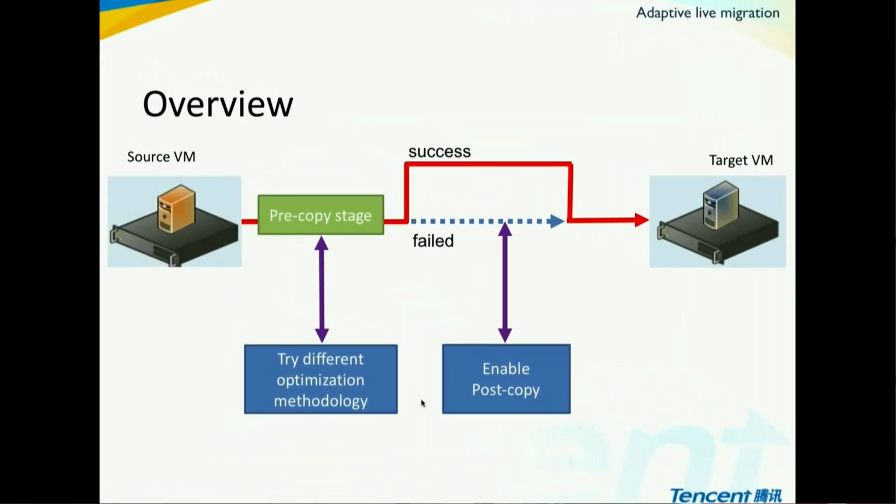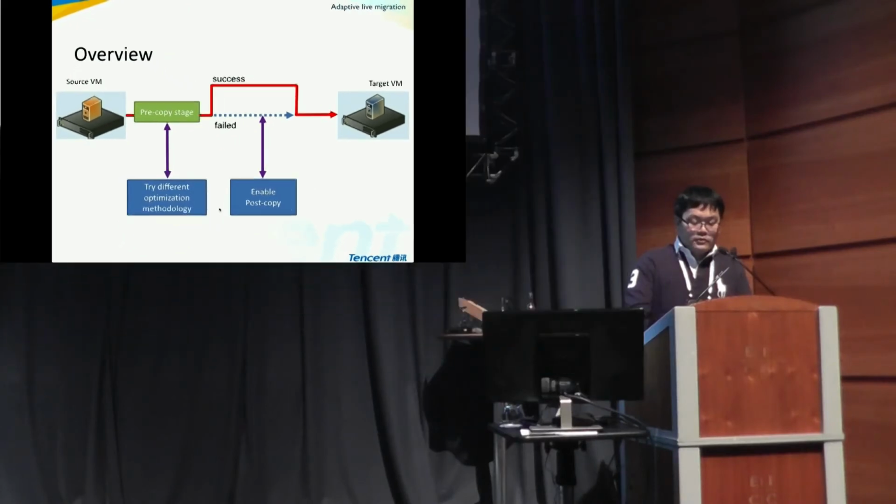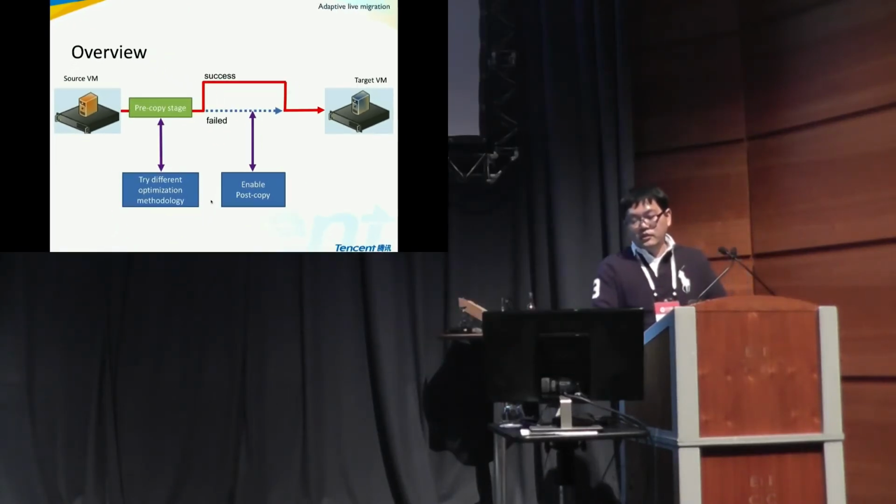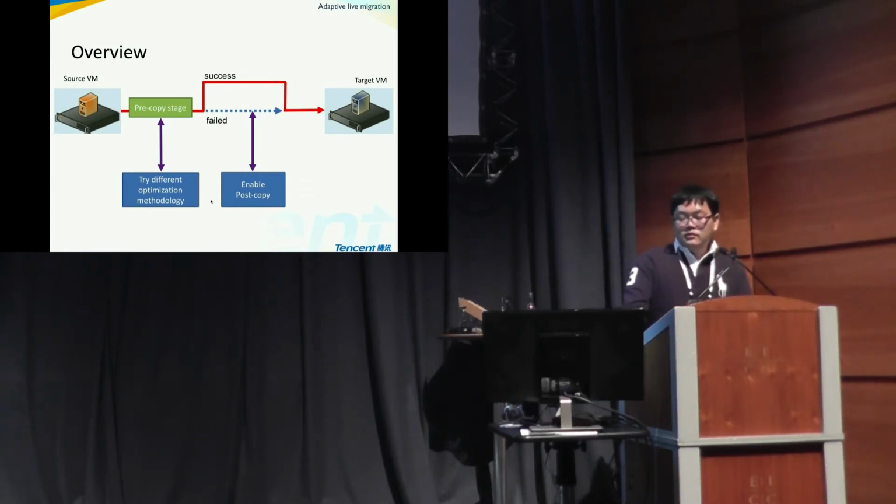This is the overview picture, which shows the migration path of adaptive live migration. You can see in the PreCopy stage, we will try different optimization methodologies to make sure the PreCopy will succeed. But unfortunately, if the PreCopy does not succeed, we have to enable the Postcopy to help the migration succeed.